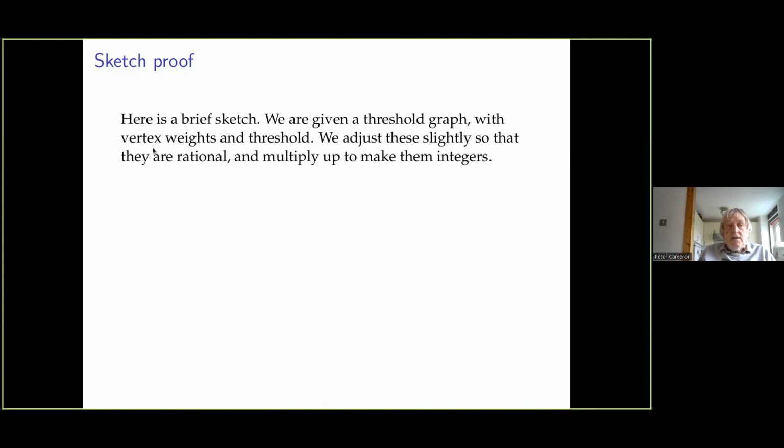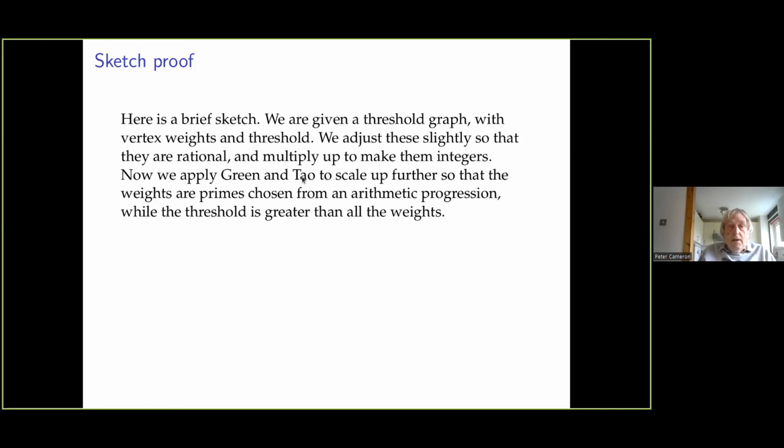In particular, you can adjust the weights to make them rational, and you can multiply up to make them integers, and then you can scale up those integers and scale and shift them so that they're primes in an arithmetic progression. You see, if they're integers, they belong to an arithmetic progression of difference 1. And if we can scale them up, we can make an arithmetic progression of arbitrary difference. And if we can shift them, we can make them agree with one of these Green and Tau arithmetic progressions of primes. And now we can assume the threshold is greater than all the weights.